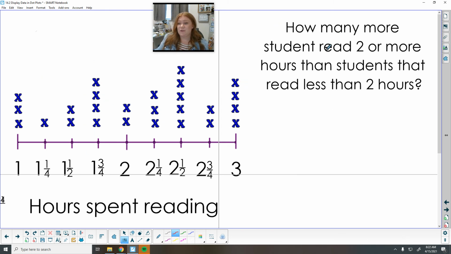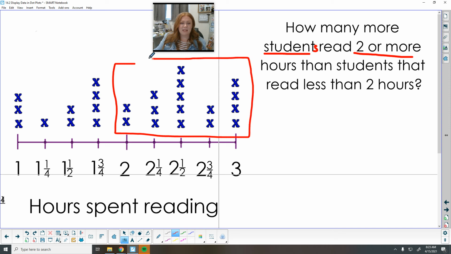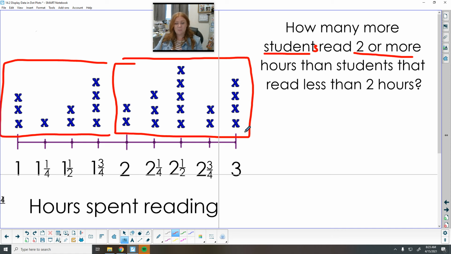How many more students read 2 or more hours than the students? So this time we're not talking about time. We're talking about how many students. So that should have an S on the end there. How many more students read 2 or more hours? So 2 or more. So we're separating our dot plot here. So here's a group, and then less than 2 hours. So 2 or more. So we'll find out how many students read 2 or more.